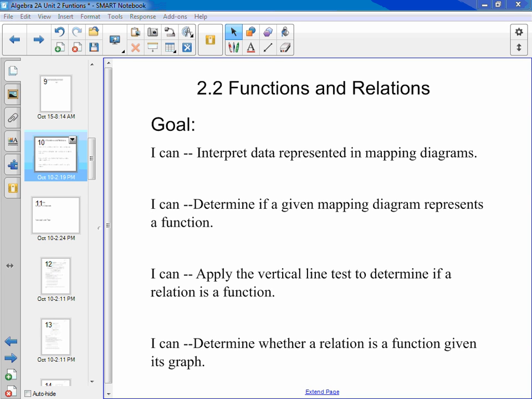All right, section 2.2 in chapter 2, called Functions, Relations, and Their Graphs, is called Functions and Relations. And our goal in this section is to interpret data represented in mapping diagrams. Second one, determine if a given mapping diagram represents a function. Number 3, apply the vertical line test to determine if a relation is a function. And the fourth one, determine whether a relation is a function given its graph.